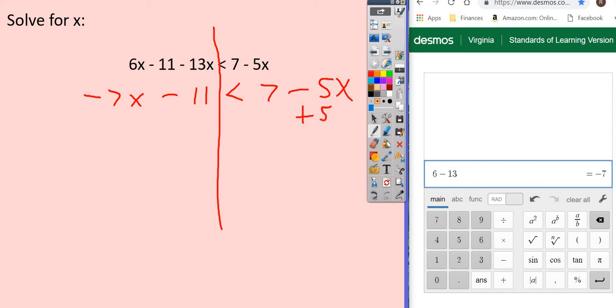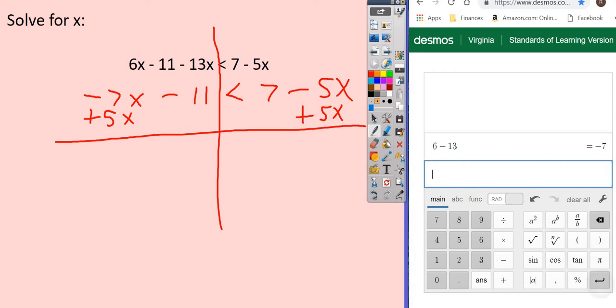So we're going to add 5x to each side. And we're going to use our calculator again. So we're going to do negative 7 plus 5. And you end up with a negative 2x minus 11 less than 7. So all we've done to this point is we combined the terms, then we moved that negative 5 over, and now we're going to continue to solve.